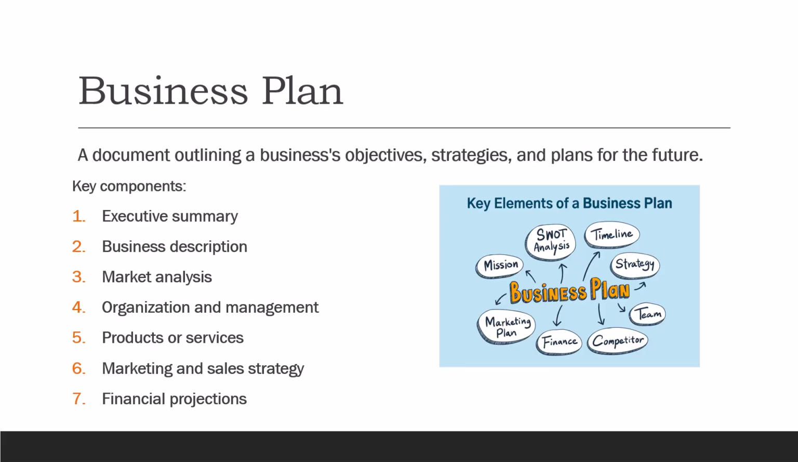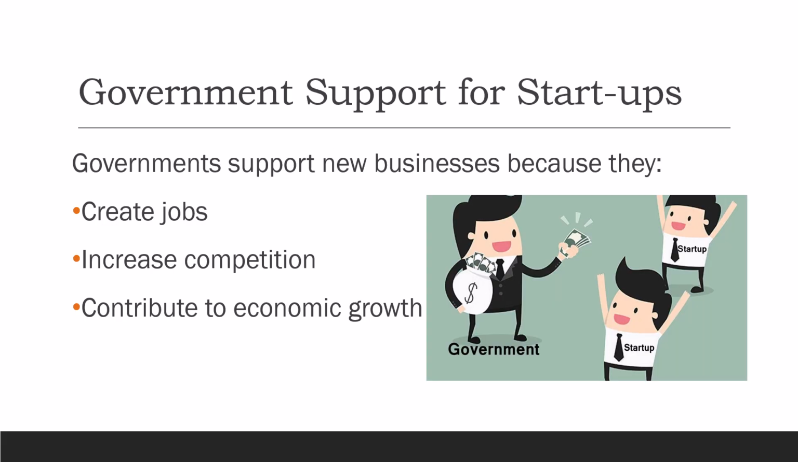What are the contents of a business plan? A document outlining a business's objectives, strategies, and plans for the future. The key components of a business plan are executive summary, business description, market analysis, organization and management, products or services, marketing and sales strategy, financial projections.